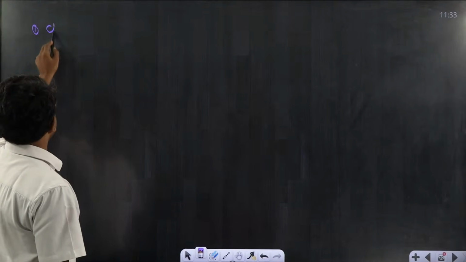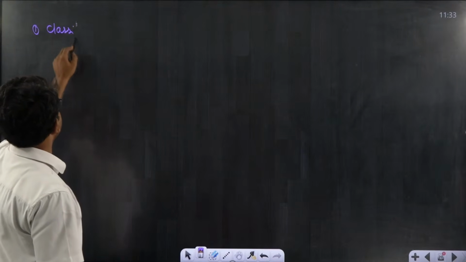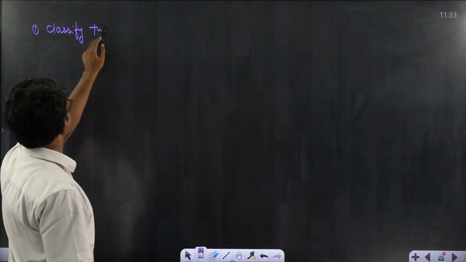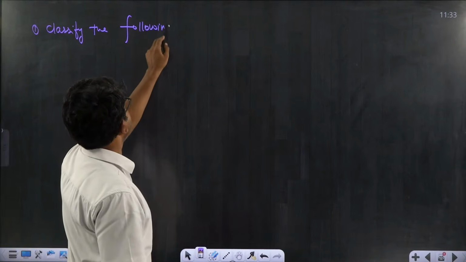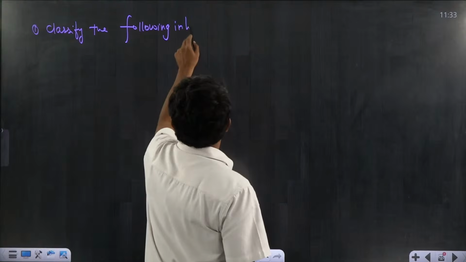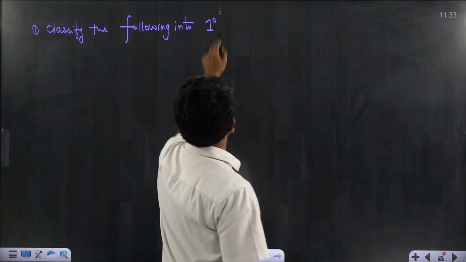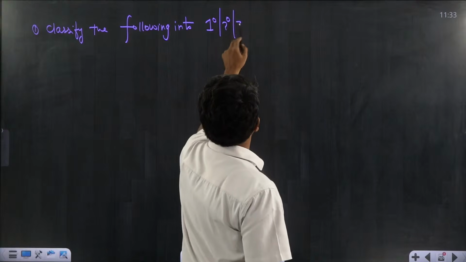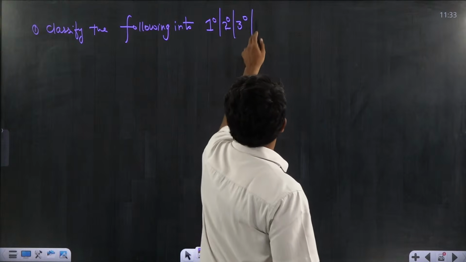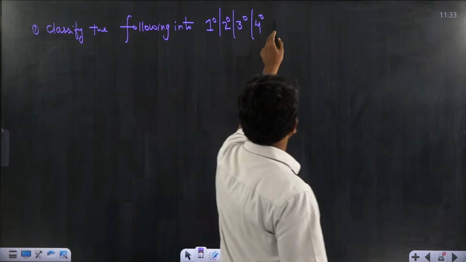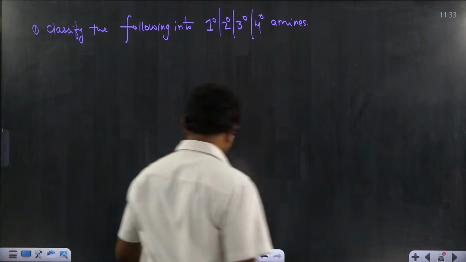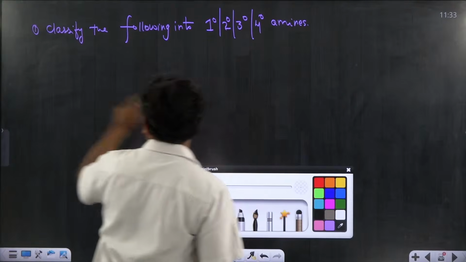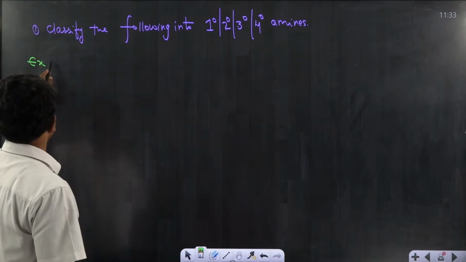Example number 1. The question is: classify the following into primary, secondary, tertiary, quaternary amines. Okay. Example number 1 or question number 1.